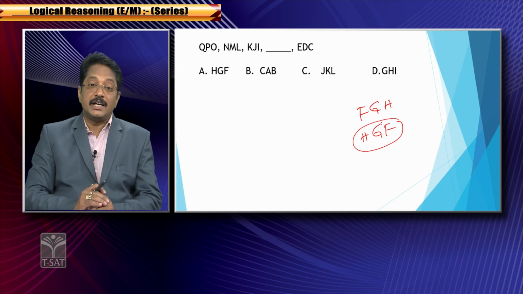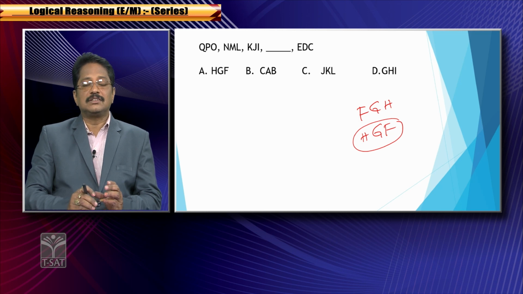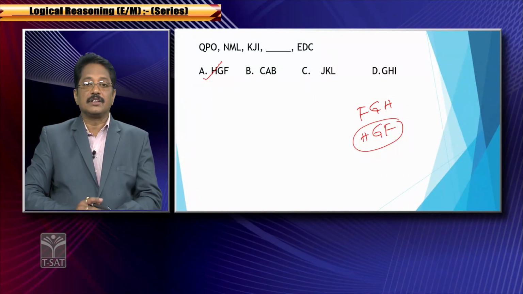So read the given series, observe the order of arrangement. Order of arrangement is also very important. Here the three letters are a group and they are in the same order, means you have to follow the same. So HGF is the correct answer. Clear? Okay, we will check the next one.